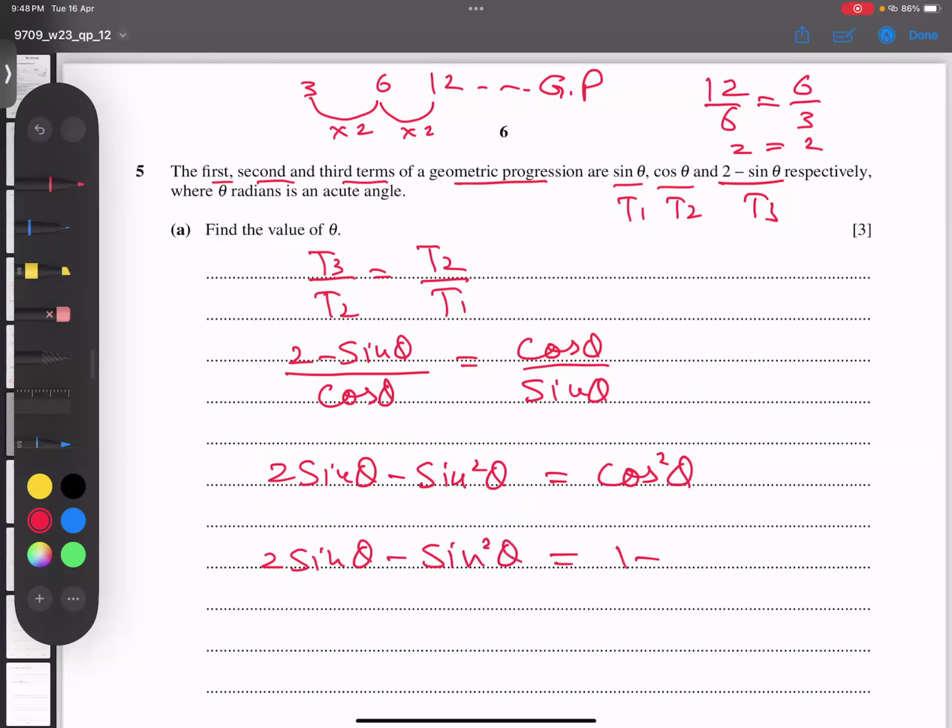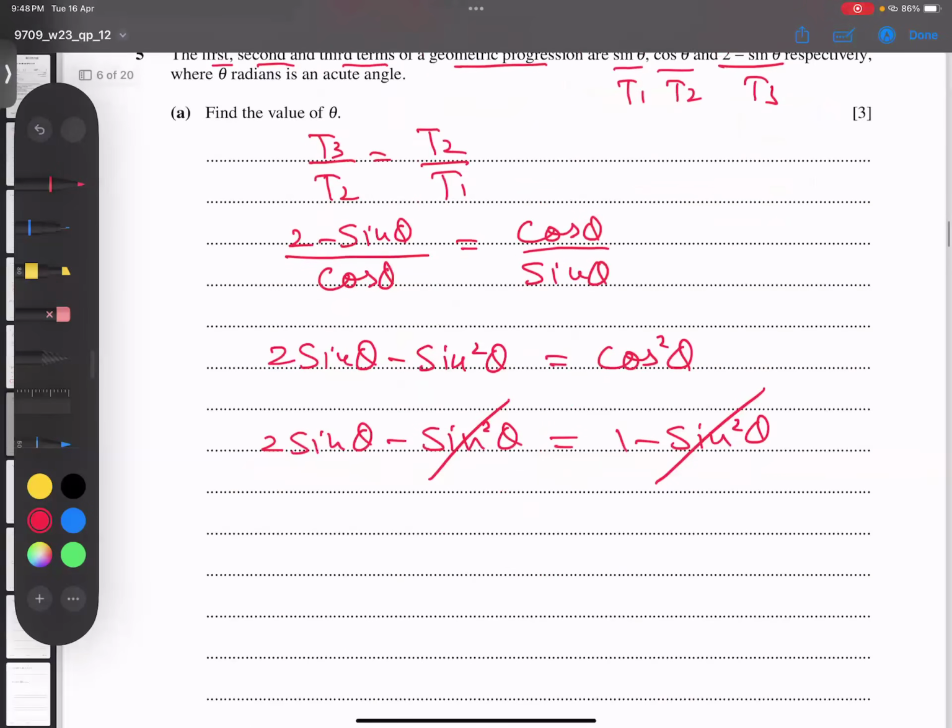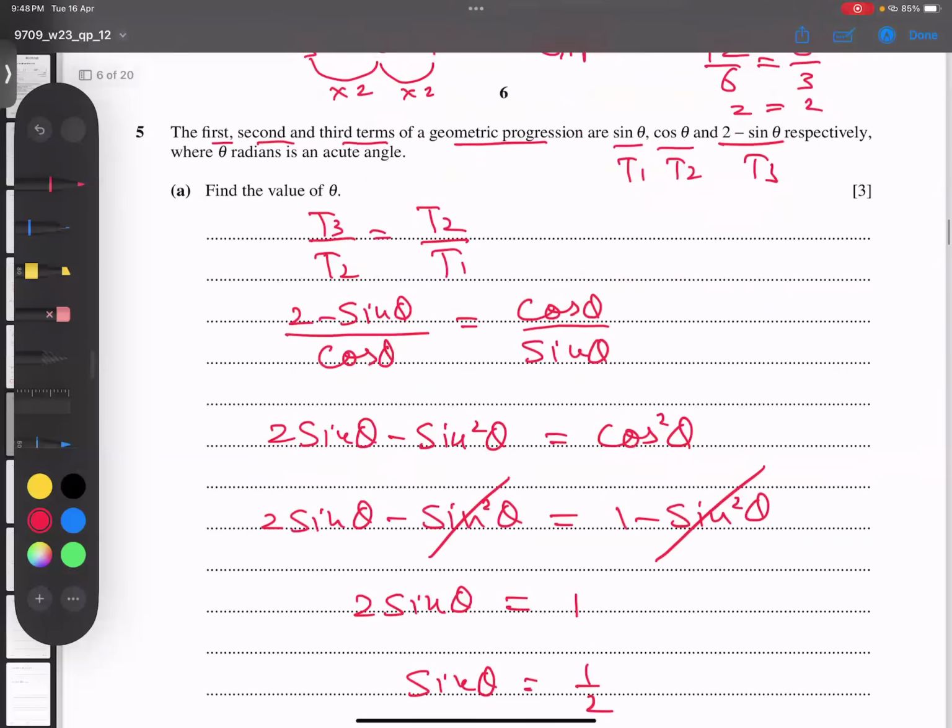What is the cos square value? 1 minus sine square value. And the sine square value will cancel out. So I will get 2 sine theta equals 1. The 2 will go down. We get sine theta is equal to half. And he said, what? Find theta.